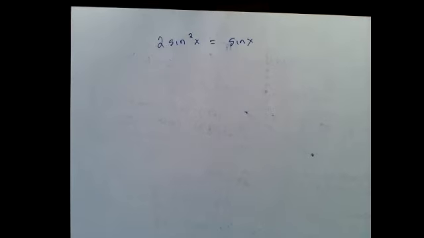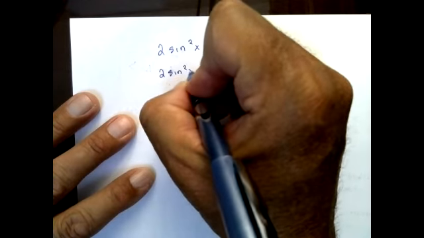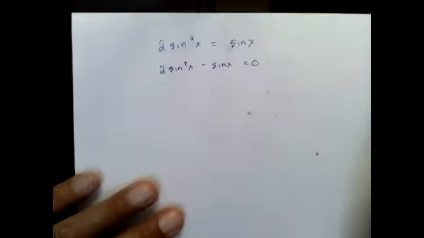Let's see. I could divide by sine x, but I remember having a conversation: if I do that, I lose an answer. So I'm going to get everything on one side: 2 sine squared of x. I'm going to subtract the sine of x equals 0.